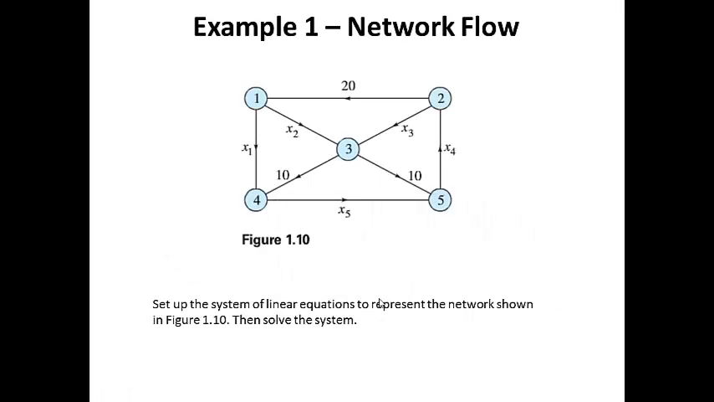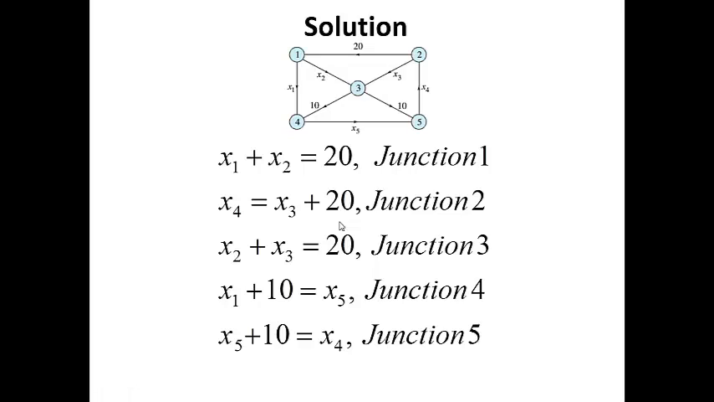Now, example 1, network flow. Set up the system of linear equations to represent the network shown in figure 1.10, then solve the system, i.e. find x1, x2, x3, x4, and x5. Now we're going to go through this example very slowly and carefully, being our very first example. So, solution. We're going to start with junction 1.